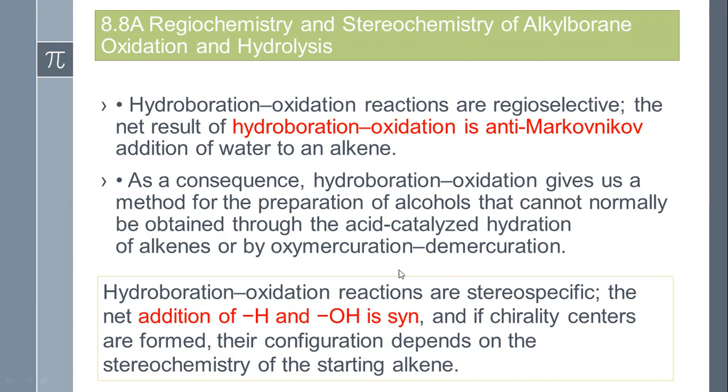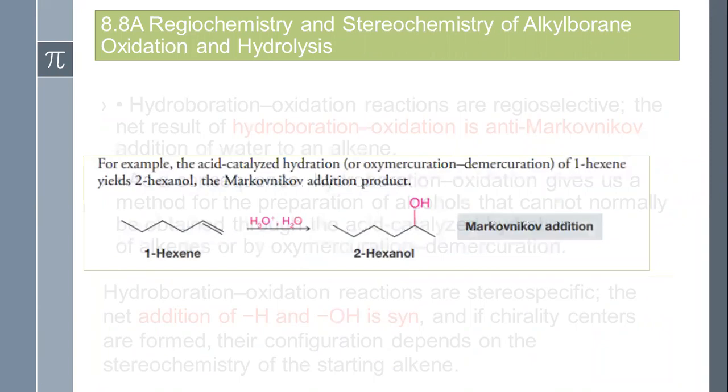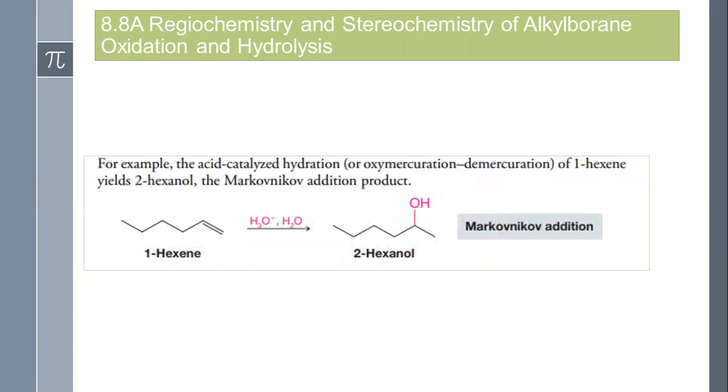You have to remember that the oxymercuration-demercuration process and the acid catalyzed hydration of alkenes follow the Markovnikov's rule. But in the hydroboration oxidation process, it is anti to the Markovnikov's rule. And also you have to remember that the hydroboration oxidation reaction is very stereospecific. What do you mean by stereospecific? There is a net addition of hydrogen and OH in the same manner. They are added on the same side. So if chirality centers are formed, their configuration depends on the stereochemistry of the alkene. So whether they become R or S, it will depend on the starting material, our alkene.